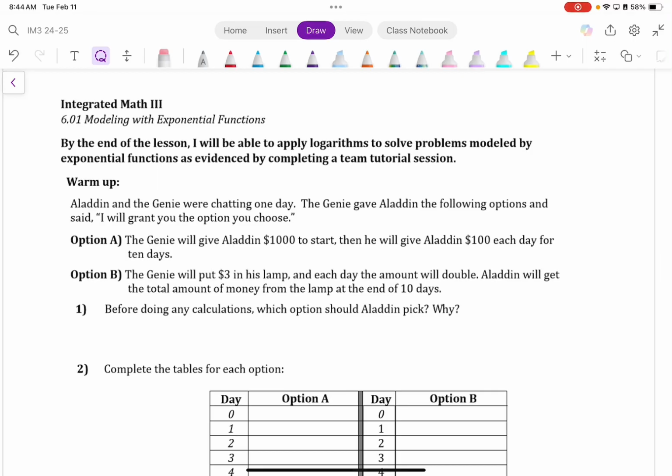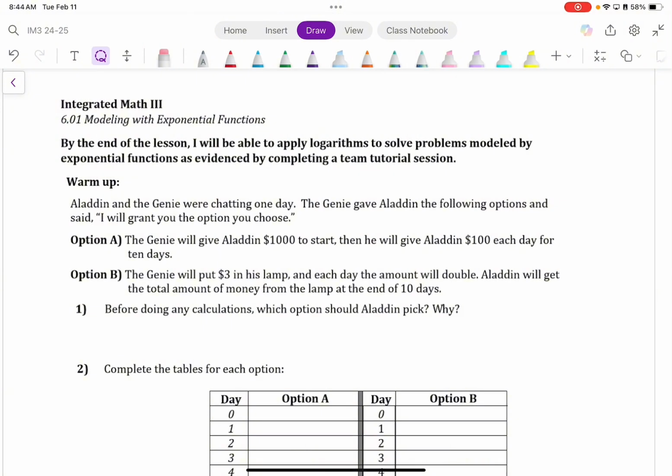Now, if you read the warm-up, we have the following scenario. It says, Aladdin and the genie were chatting one day. The genie gave Aladdin the following options and said, I will grant you the option that you choose. So hopefully you're following along. Here is the first option that the genie gave Aladdin. The genie will give Aladdin $1,000 to start with, and then over the course of 10 days, he will give him $100 each day. Okay, so think about that, option A.